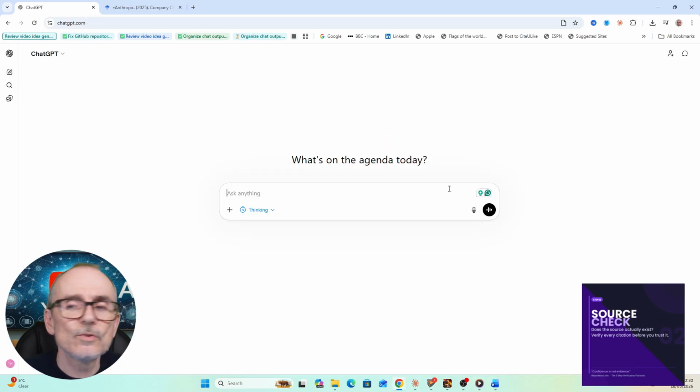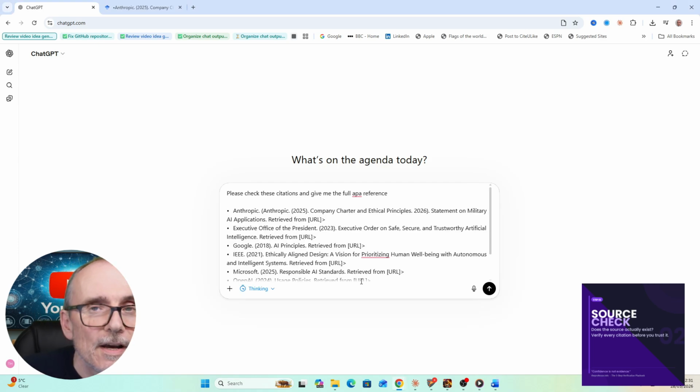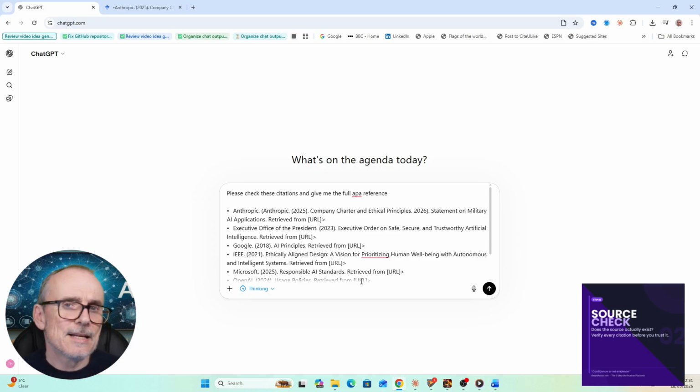Let's use ChatGPT. It's not very helpful that it hasn't given me full citations. If I'd have produced this document in anything other than Copilot, so in Gemini, in Claude, or in ChatGPT, I think it would have given me proper APA referencing because that's what I asked for. So what I'm going to do is pop these into ChatGPT and say, please check these citations and give me a full APA reference for them.